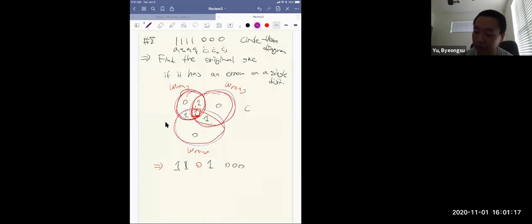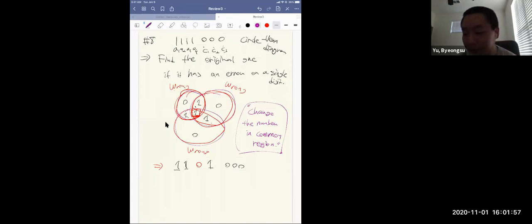So here, change the number in the common region. That's the point. Do you have any questions? For example, if it was 0, then you need to change it to 1. I just changed the 1 to 0 because it is given as 1. But if it is given as 0, then you need to change it into 1.